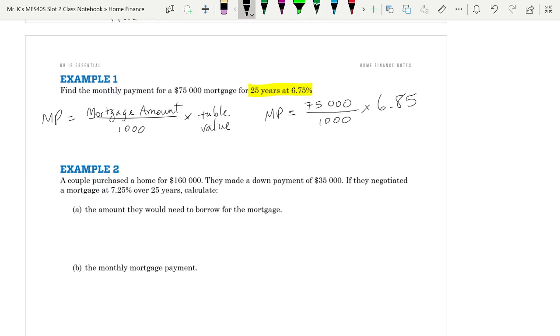By the way, notice that if you divide a number by 1,000 and it has 3 zeros on it, you're done that. And that would then be 75 times 6.85. I've already done this. It's $513.75. So there we go. So that's your monthly mortgage payment if you get a $75,000 mortgage. Let's face it, that's just a simple example. $75,000 wouldn't buy you a shed to live in, let alone a house or a condominium.